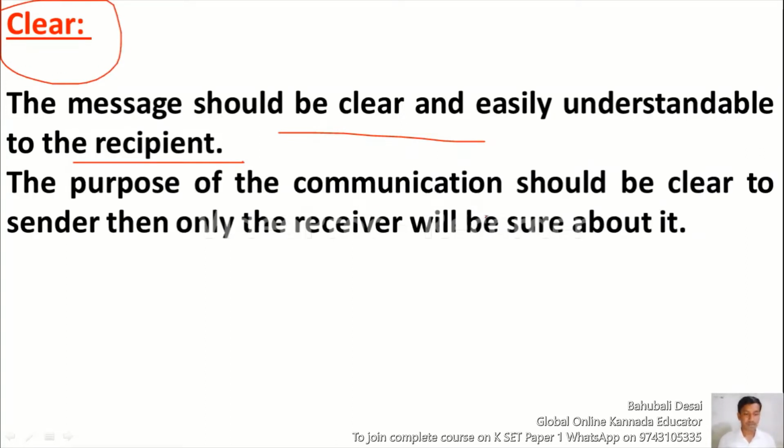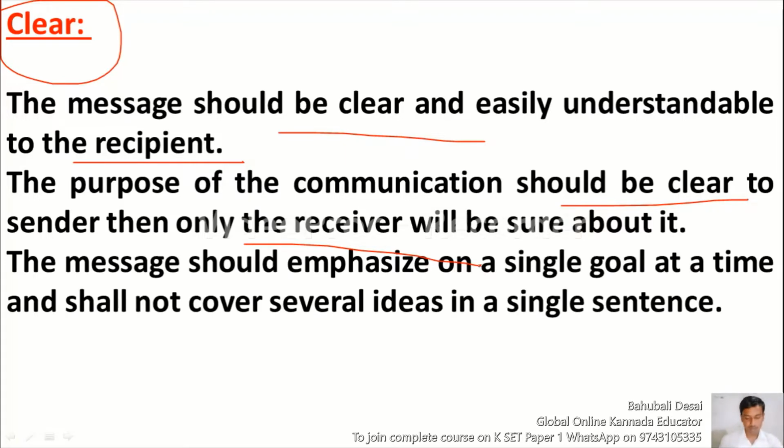So the purpose of the communication should be clear to the sender, then only the receiver will be sure about it. So before sending the message, the sender should understand the information. He must know why he is sending this message or why he is giving the information. Then only receivers are able to understand it. So ಯಾವುದೇ ಒಂದು ಮಾಹಿತಿಯನ್ನು ಸೆಂಡರ್ ರಿಸೀವರ್ಸ್ಗೆ ನೀಡಬೇಕಾದ್ರೆ ಆ ಮಾಹಿತಿಯನ್ನು ನೀಡೋ ಉದ್ದೇಶ ಅವರಿಗೆ ಗೊತ್ತಿರಬೇಕು, ಅದನ್ನು ಸರಿಯಾಗಿ ಅವರು ಅರ್ಥ ಮಾಡಿಕೊಂಡಿರಬೇಕು.